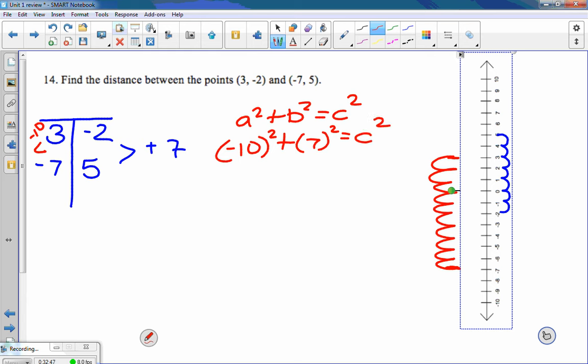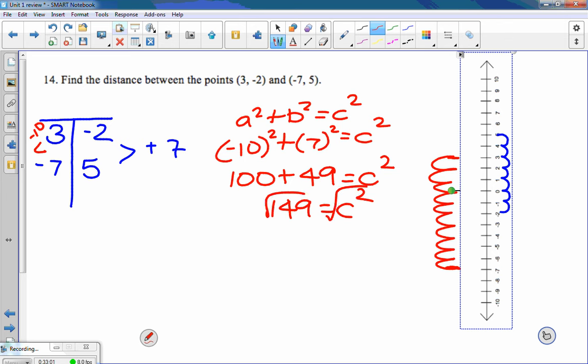So, your answers, Richard, Aaron: 100 plus 49 equals C squared. 149 is equal to C squared. Square root it. C is equal to 12 point what? 12.1? There's your answer. So you may use that number line in order to count. Are y'all writing this down over there? Remember, that's the formula for distance.